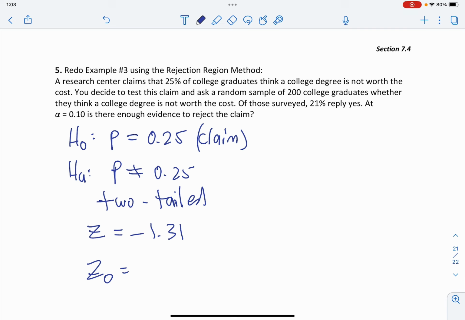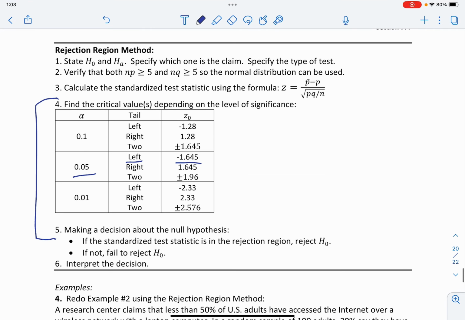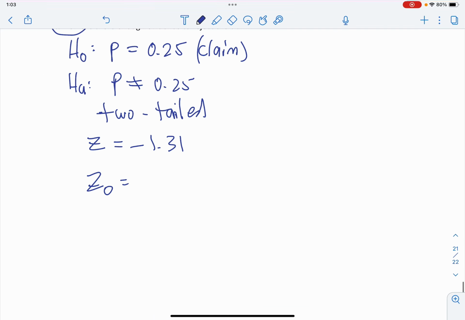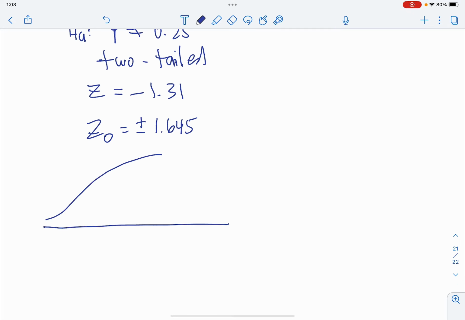So this is a 0.1 level of significance and a two-tailed test. So I can go to my little table, 0.1, 2, there it is, plus or minus 1.645. So for a two-tail test, you should have two critical values because there's two tails. So I'll just write that as plus or minus 1.645. Okay. And then I do my rejection region method. So I would draw this one as two tails. On each tail is one of those critical values. So there's the negative one there and the positive one there.